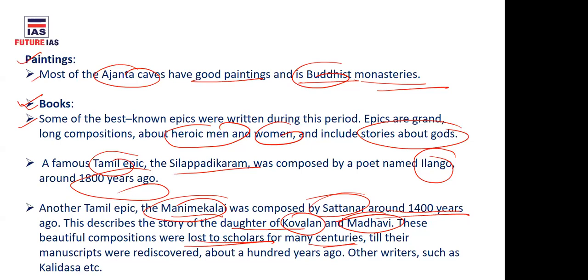So you must understand these manuscripts were written on palm leaves, on the bark of the birch tree, and were again rediscovered around 100 years ago. Otherwise they would have been lost to nothing, right? So this is what you must understand regarding the paintings, books, and other Tamil epics.